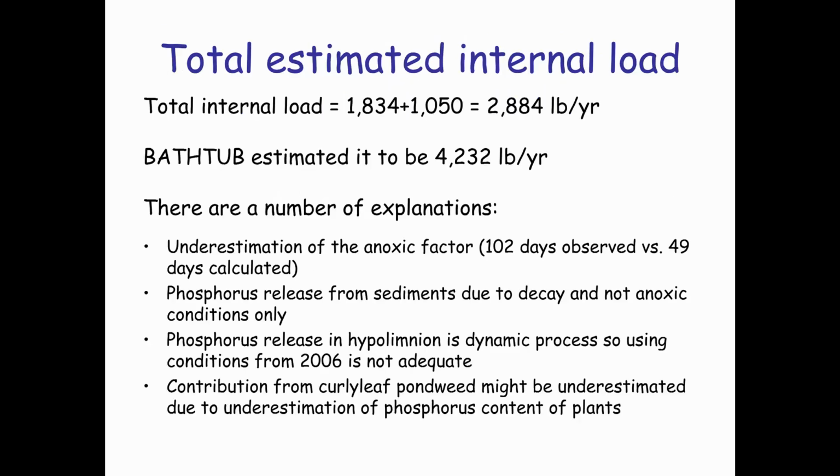So if you add those two numbers together from the sediment and the curly pondweed, you come up with 2,884. The BATHTUB model estimated that the amount would have to be about 4,232. There are a number of explanations for the underprediction from the work that was done independently, and those are listed here.